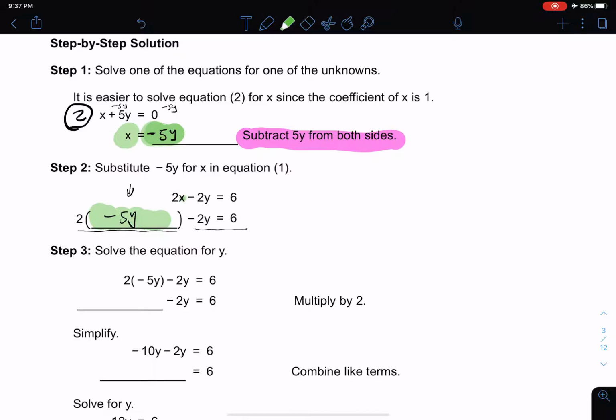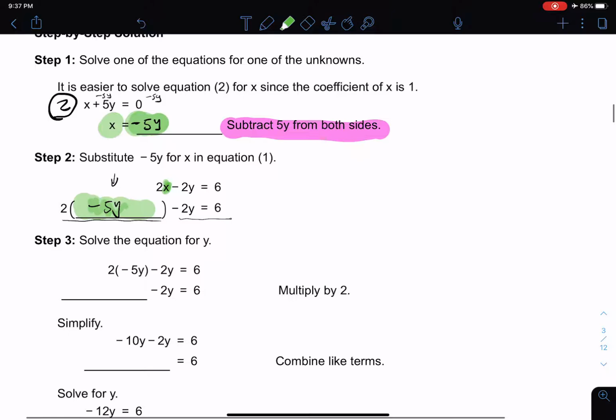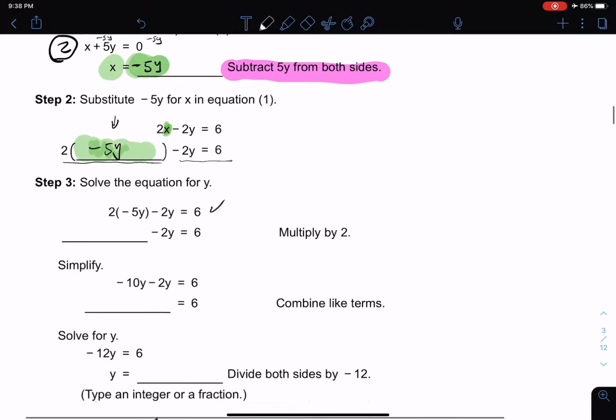This x right here got replaced with negative 5y. So what did that do for us? Well, that gave us now an equation. Notice we have an equation that only has y's in it, no more x's. And so when we have one equation with one kind of variable, it's easy for us to solve it.